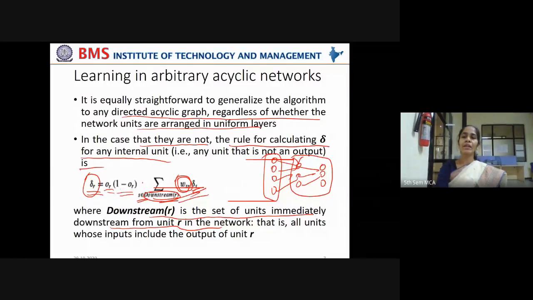As I said, say if you have R here, this is the layer occurring downstream. After that particular unit, downstream R is the set of units immediately downstream from unit R in the network, that is all units whose inputs include the output of unit R. Say this is your unit R. Now all the outputs of unit R occur as inputs to the next layer. That is why we call them downstream to unit R. In that case we calculate the prediction error associated with that unit R according to this formula.